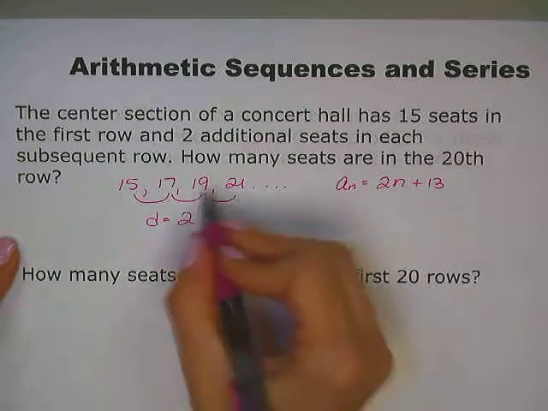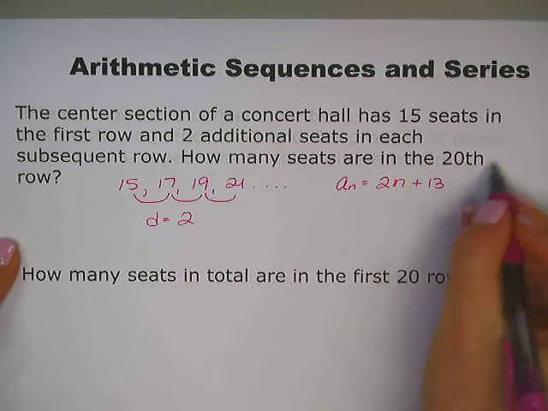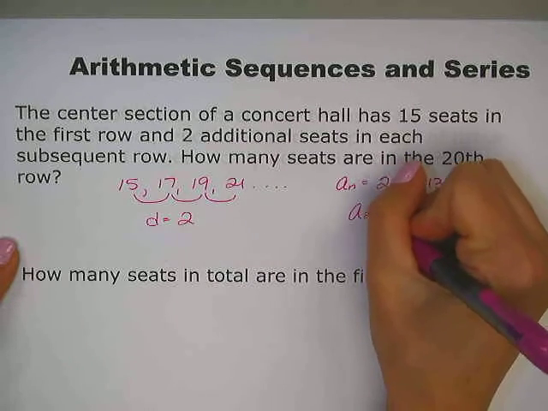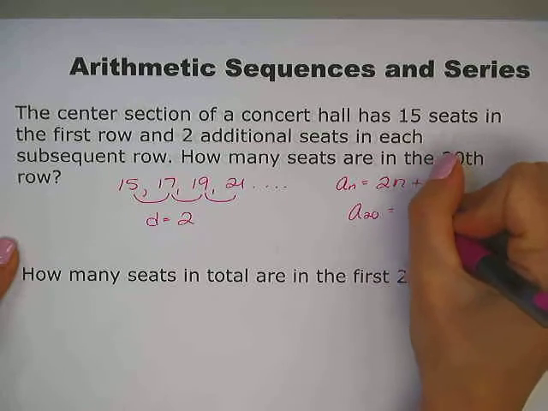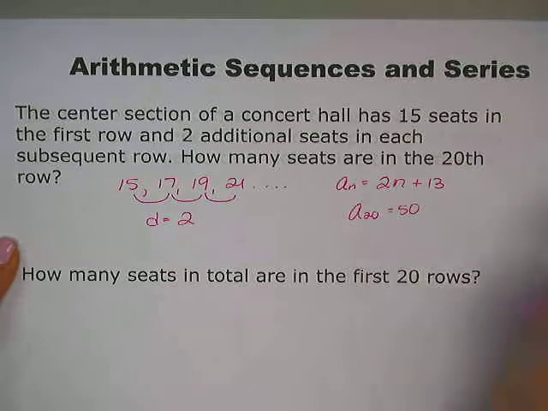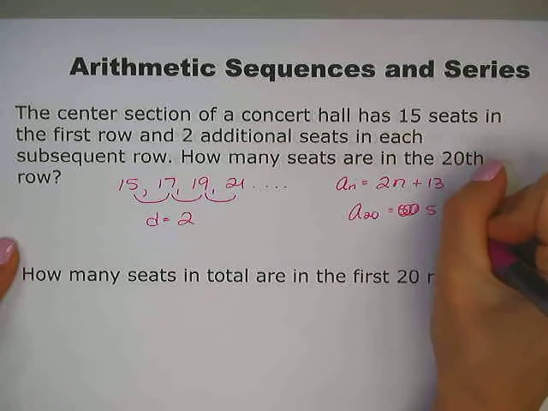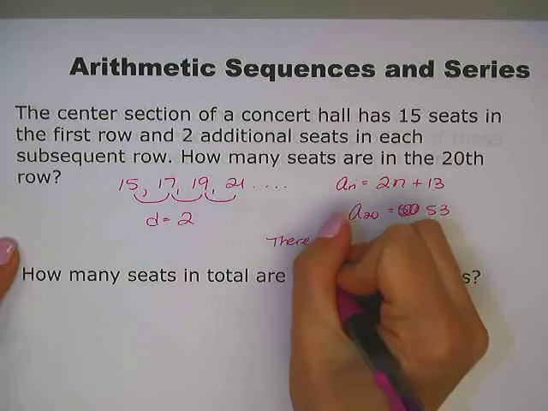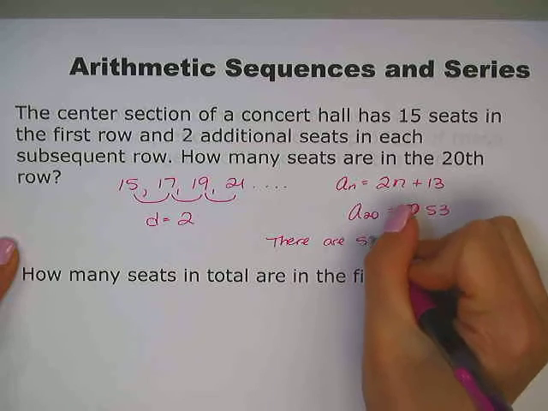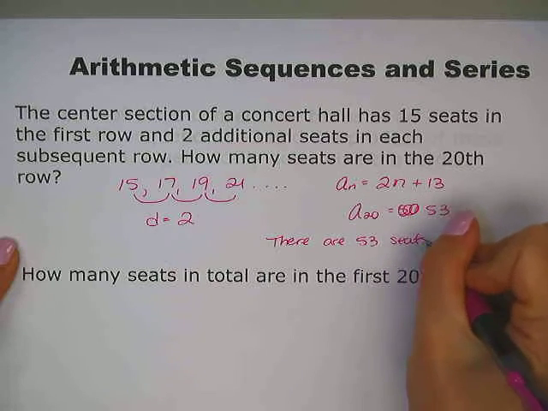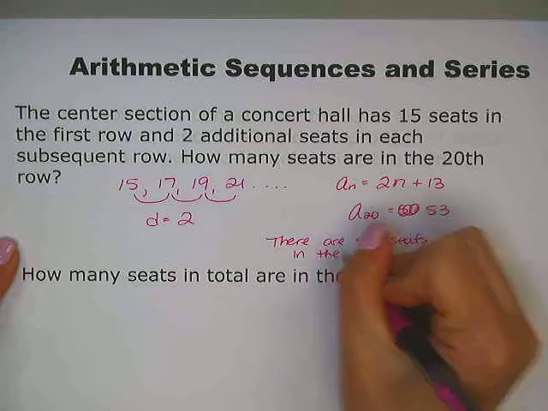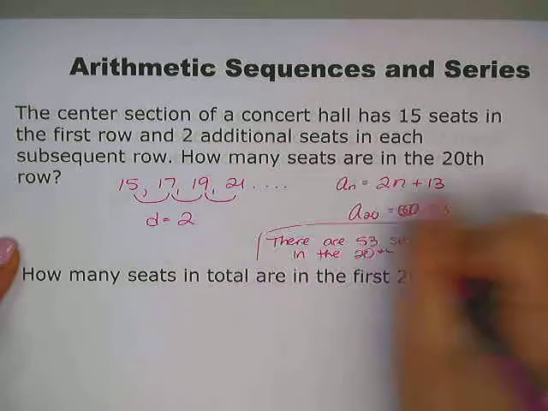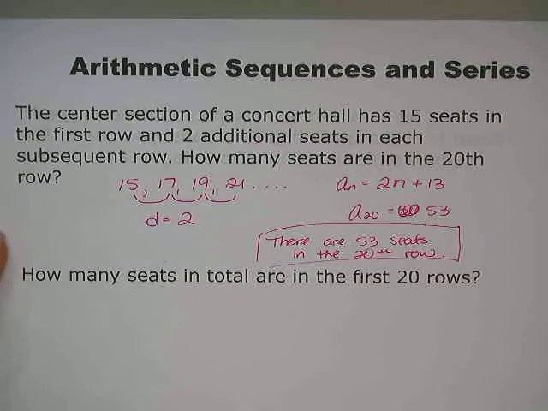Let's go ahead and then find how many seats are in the 20th row. We take the 20, plug it in for n, and a sub 20 would be 53. And of course, answering in a complete sentence, I would say there are 53 seats in the 20th row. Don't forget your complete sentence.